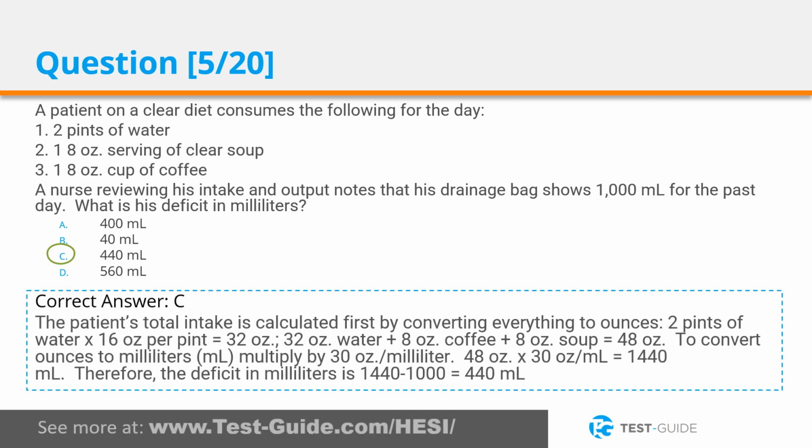Correct answer C. The patient's total intake is calculated first by converting everything to ounces. 2 pints of water times 16 ounces per pint equals 32 ounces. 32 ounces of water plus 8 ounces of coffee plus 8 ounces of soup equals 48 ounces. To convert ounces to milliliters, multiply by 30 milliliters per ounce. 48 ounces times 30 milliliters per ounce equals 1,440 milliliters. Therefore, the deficit in milliliters is 1,440 minus 1,000 equals 440 milliliters.